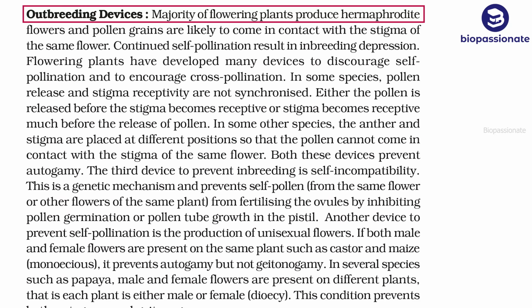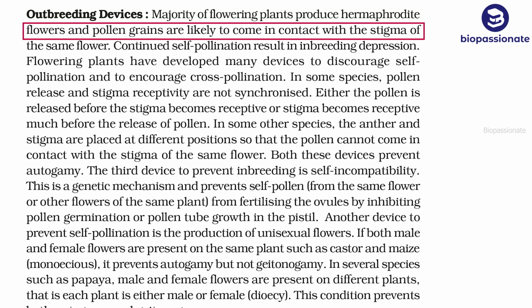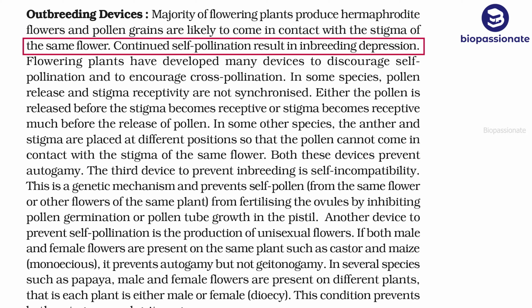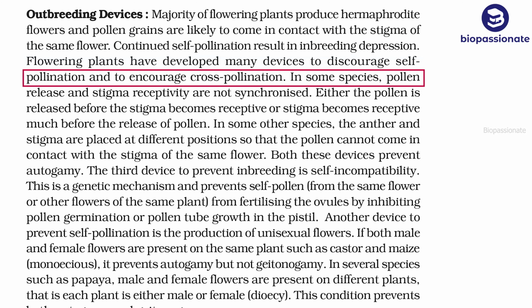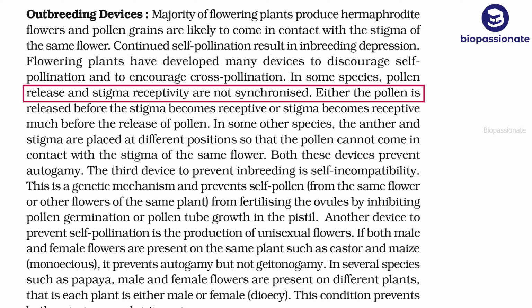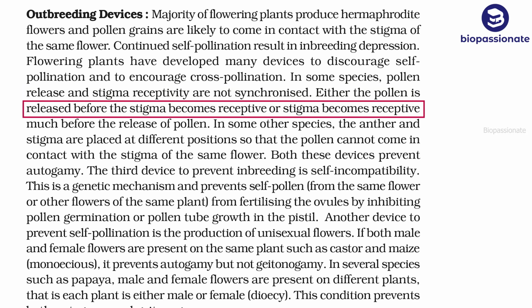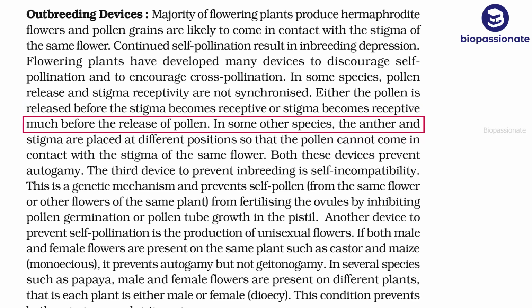Outbreeding devices. Majority of flowering plants produce hermaphrodite flowers, and pollen grains are likely to come in contact with the stigma of the same flower. Continued self-pollination results in inbreeding depression. Flowering plants have developed many devices to discourage self-pollination and to encourage cross-pollination. In some species, pollen release and stigma receptivity are not synchronized. Either the pollen is released before the stigma becomes receptive, or the stigma becomes receptive much before the release of pollen.